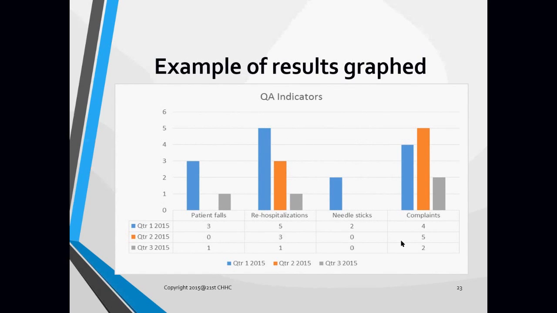This is an example of one that I created. So you can see I've broken out for each quarter for 2015. And we were looking at patient falls, rehospitalizations, needle sticks, and complaints. So you can see how those got better or got worse or stayed about the same. So again, it's a good visual. This doesn't replace the action plan, but it does give you a good visual on where you are with the indicators that you're following. And these are pretty easy.